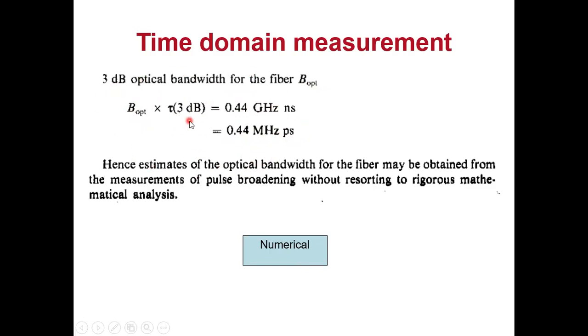So now if you know your pulse broadening from the measurement that you have done, you can find out the optical bandwidth of that particular batch of fiber. And this is what we actually want: what is the capacity of your system? To know the capacity of your system, I should know how much my pulse is broadening, how much delay there is as the pulse travels.